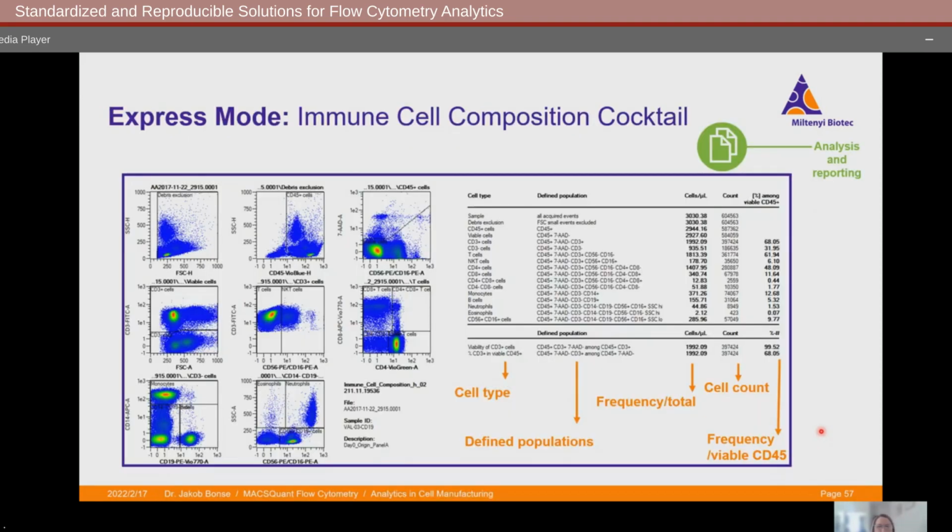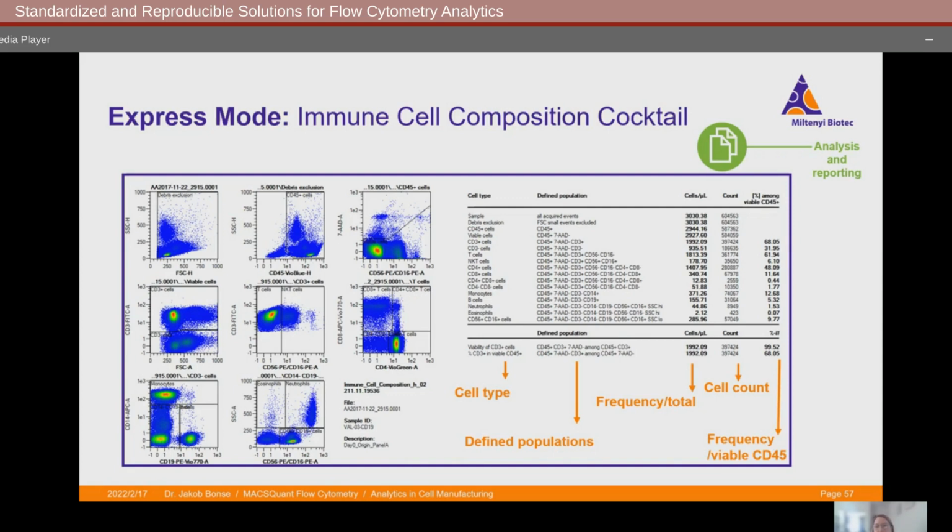So the types of examples of express modes that we have are across the board. This is just one, and probably one of our most highly used ones, called the immune cell composition. It allows you to look at the array of different immune cell types within a population. It's a 9-color panel that has automated gating and can be used with standardized reagents that I'll mention in a bit. Really allows for that plug and play approach to flow analytics for cell therapies.